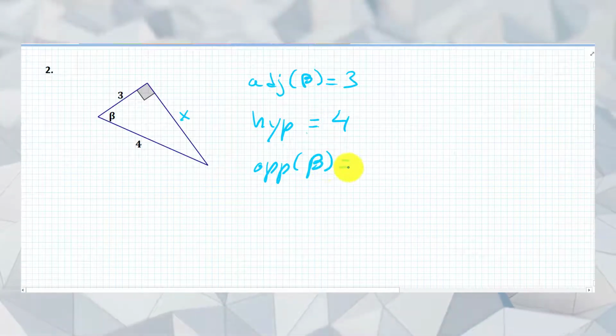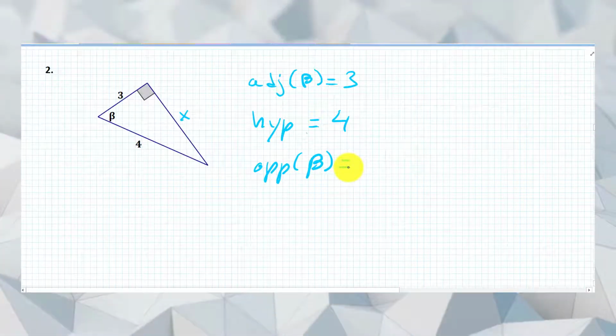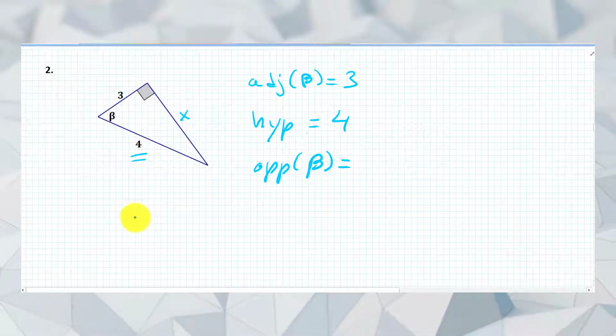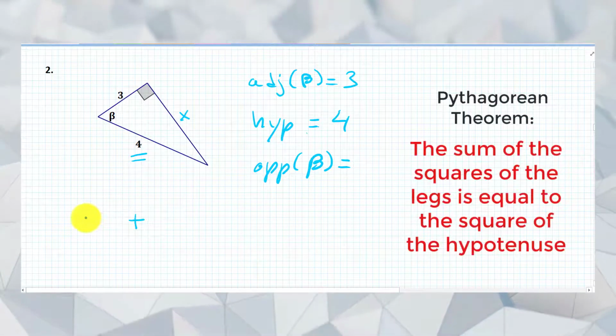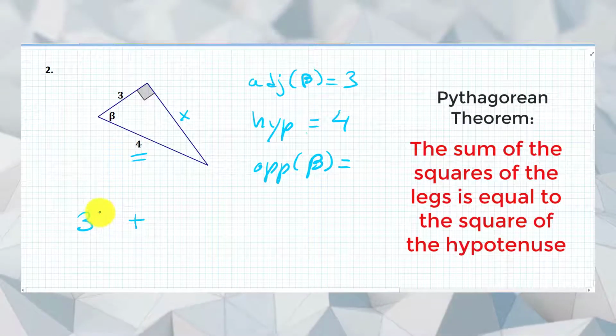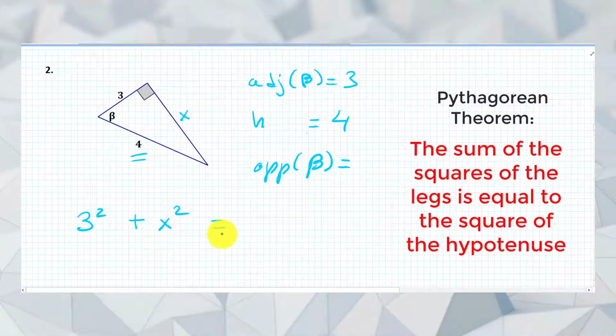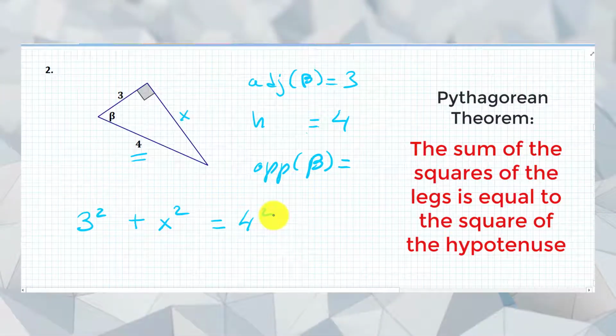So again, I'm looking for the opposite of beta. So what do we know about the Pythagorean relation? This is the hypotenuse. So the sum of the squares of the legs, so the sum of 3 squared and x squared, is equal to the square of the hypotenuse, 4 squared.